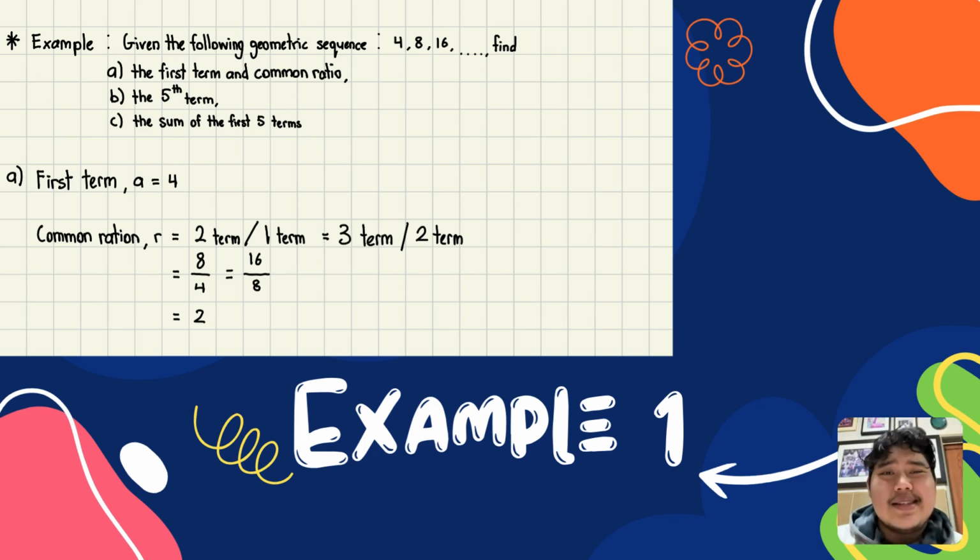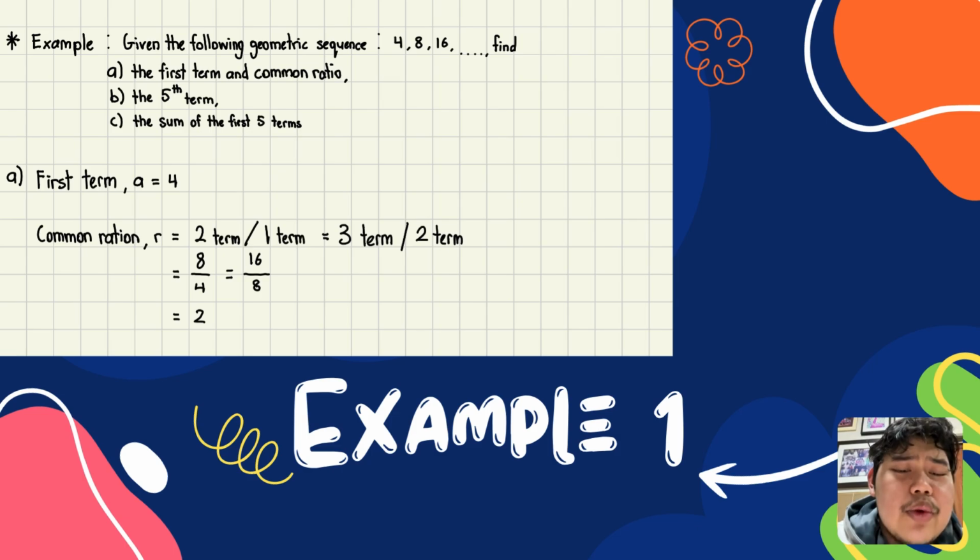Okay, which is number 5. Sorry about that. So n, we need to exchange with 5 and we minus with 1. So you're going to get 16. That's the answer. So 4 times 16, you will get 64. That's for finding the fifth term.